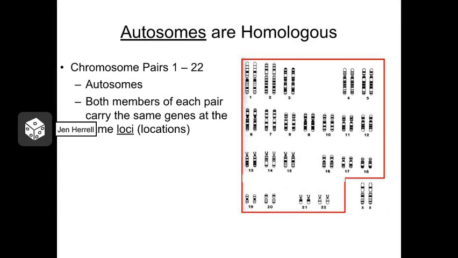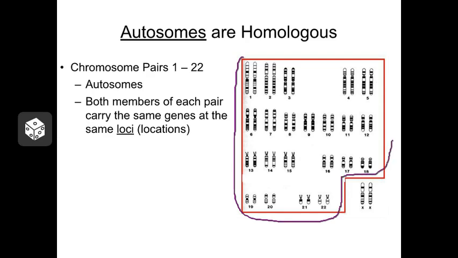Now, I told you that all of your chromosomes exist in homologous pairs, and technically that's not true. Actually, the only pairs of chromosomes that are homologous, that match in terms of the genes that they carry, their size, and their shape, are pairs 1 through 22. We refer to these chromosomes as the autosomes.